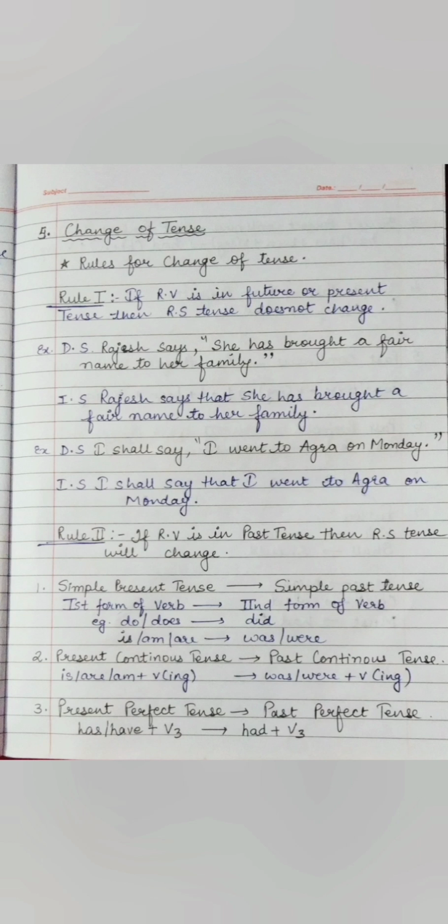Rule 2. If the reporting verb is in past tense, then the reported speech tense will change. Let's see. Simple present tense will change into simple past tense. Present continuous will change into past continuous. Present perfect will change into past perfect. The present perfect continuous will change into past perfect continuous. Simple past will change into past perfect. Past continuous will change into past perfect continuous. Past perfect and past perfect continuous undergo no change.